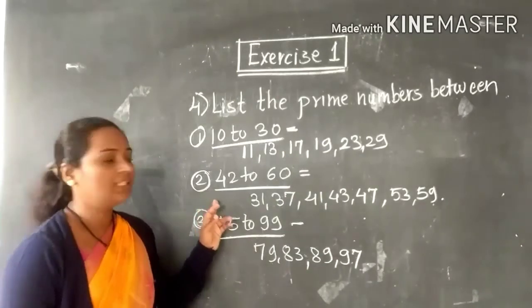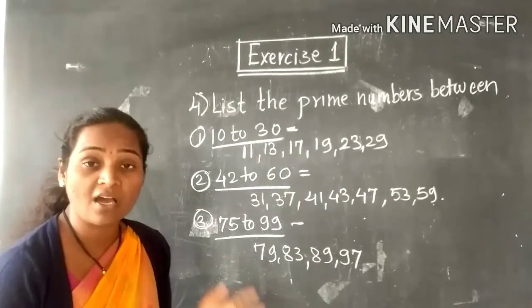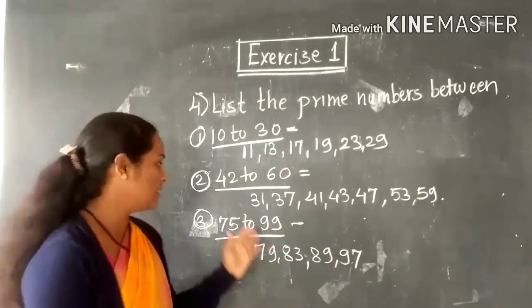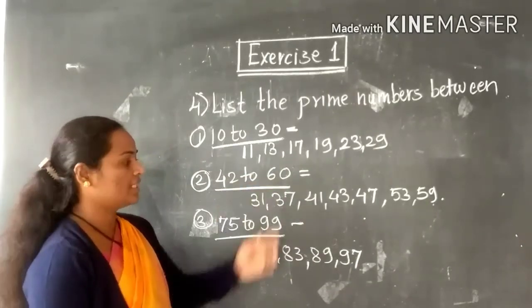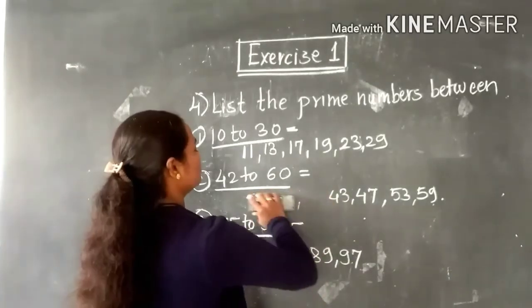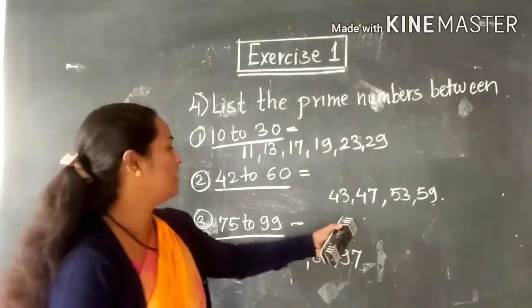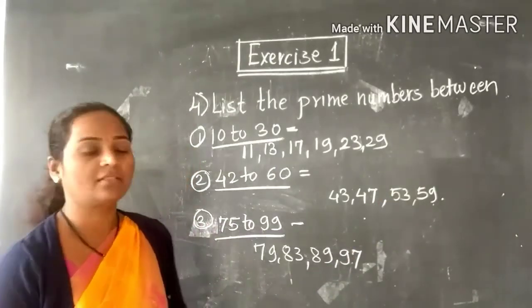Next, you are given 40 to 60. You have to identify the prime numbers which are there. First number is 41. After 40, 41 is there. Then, sorry, I have written here 42 to 60. Now, student, after 42 comes 43, then 47, 53 and 59. These numbers are the prime numbers.